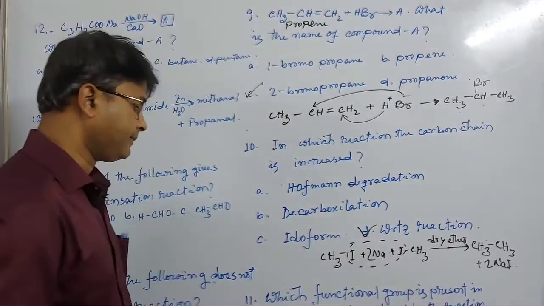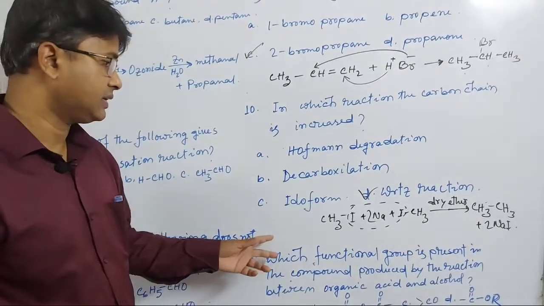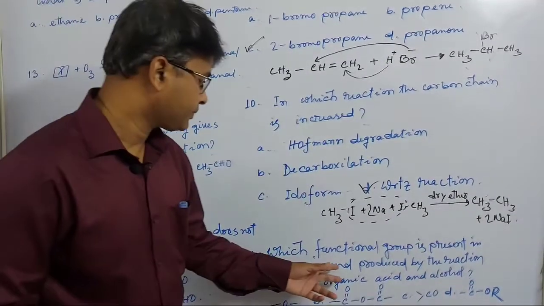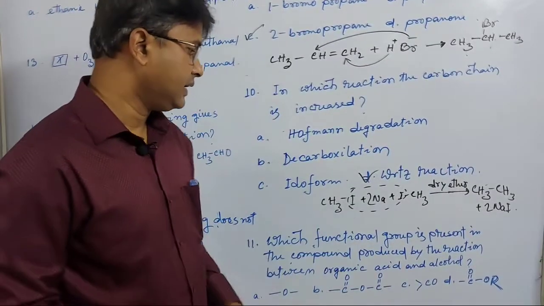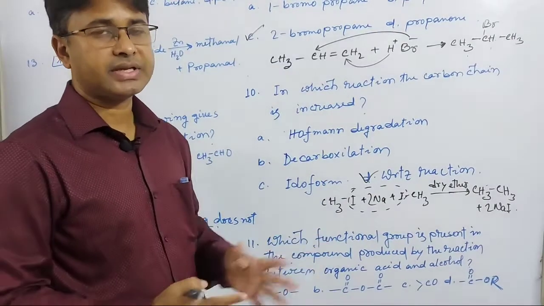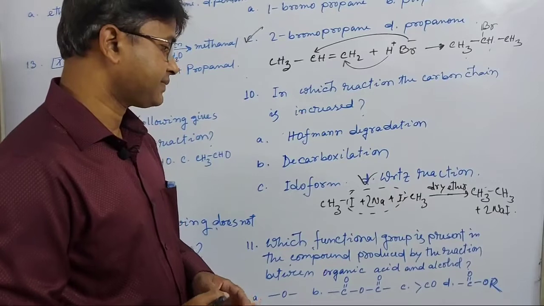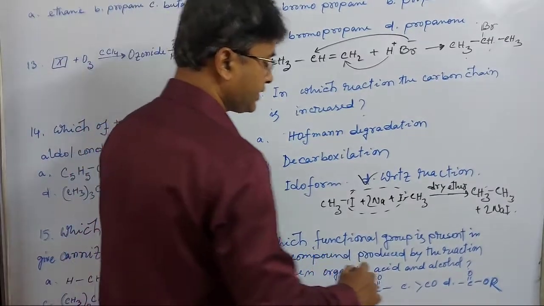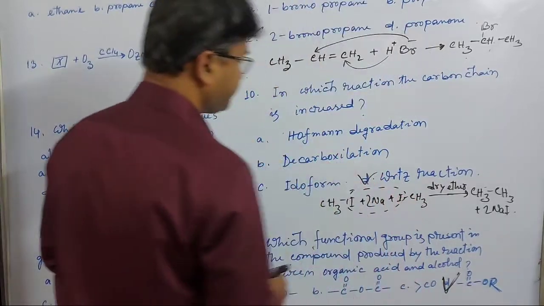And number 11, what is the functional group in the compound produced by the reaction between organic acid and alcohol? In the reaction between organic acid and alcohol, ester is produced, and this is the functional group of ester. So the right answer is D.